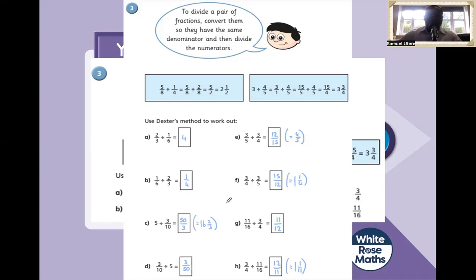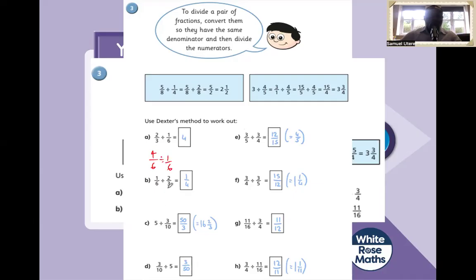So if we were to use that for this one, I'm just going to comment on the first two. We're going to have to make this 6. All right. So if we make this 6, we'll have to multiply by 2. So that will be 4/6 divided by 1/6. And then 4 divided by 1 is 4.